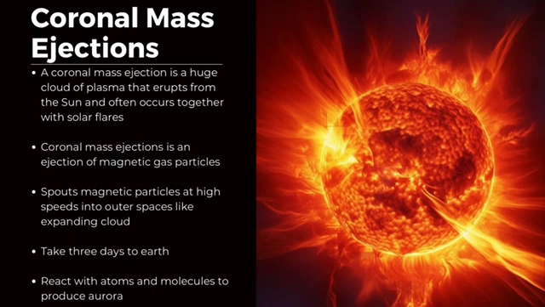Coronal mass ejections. A coronal mass ejection is a huge cloud of plasma that erupts from the Sun and often occurs together with solar flares. A coronal mass ejection is an ejection of magnetic gas particles. It spouts magnetic particles at high speeds into outer space like an expanding cloud. It takes 3 days to reach Earth.